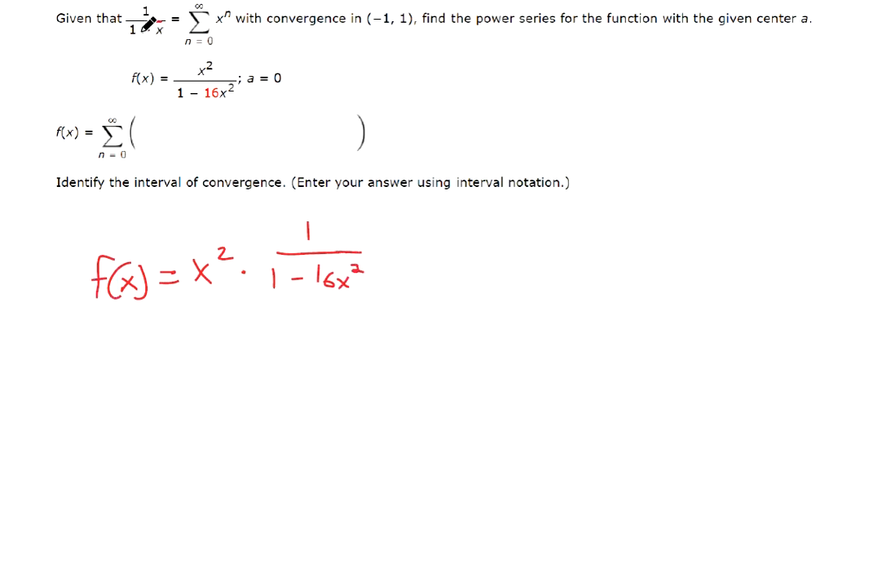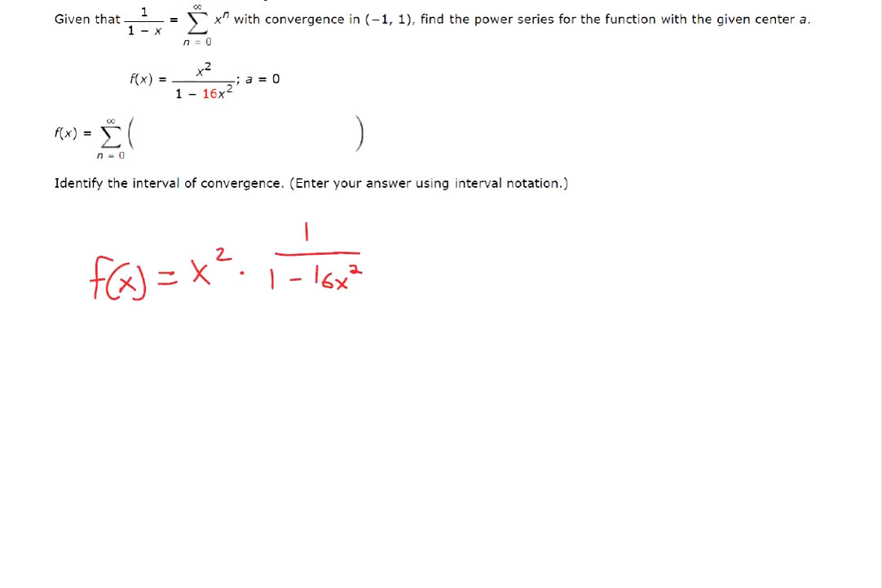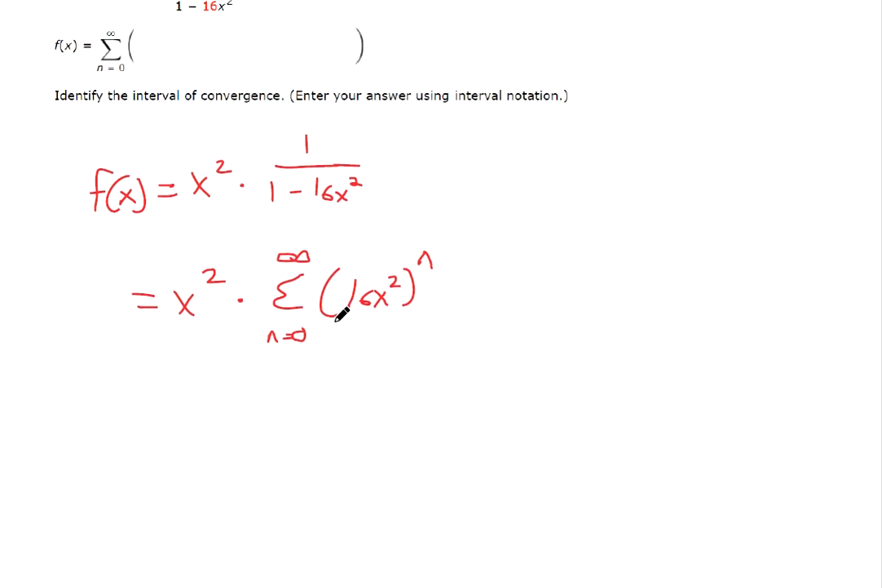Right? Because now we have our variable. Our variable is just 16x squared, not x squared. So this we can rewrite using that power series formula. This is going to be the sum from n equals 0 to infinity of 16x squared to the nth power, right? Because this is like your x in the formula here. So 16x squared is here for x, and it's being raised to the nth power.